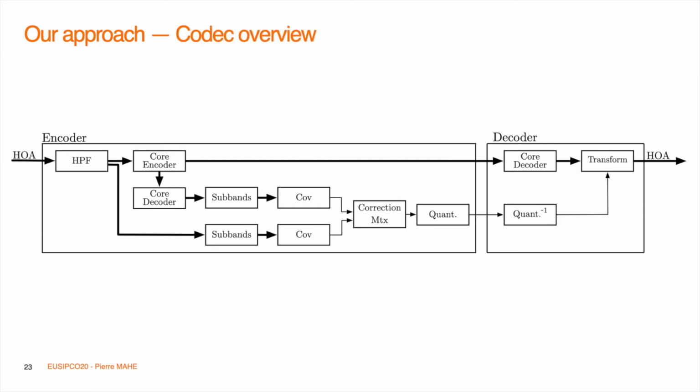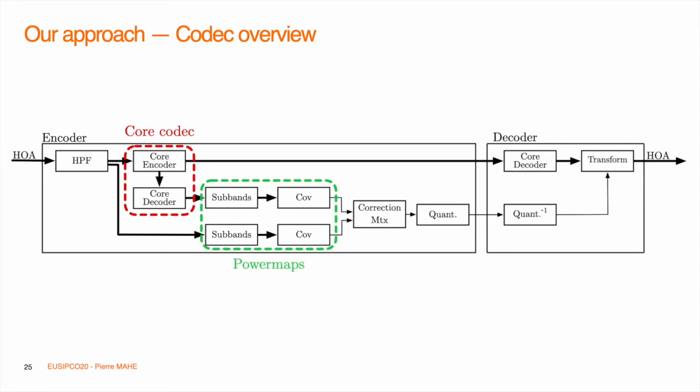This is the whole codec. The ambisonic signals go into the encoder. After a high-pass filtering, the signal is compressed by the core encoder. Then it's decompressed by a core decoder at the coder side.